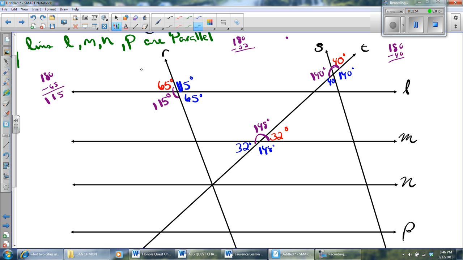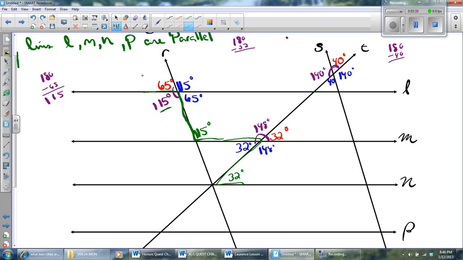I'm going to look for some alternate interior angles, and I'll do those in green. Remember, alternate interior angles make the Z, just like this. See the Z right here? So that means this 115 and this angle are congruent. Okay, I think I see a Z here. Boom. So that one must be 32 degrees. Yeah, I'm not seeing any more Z's.